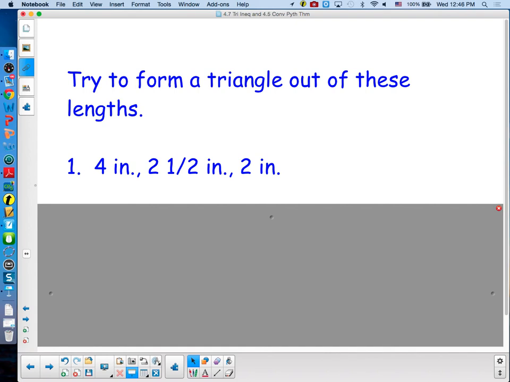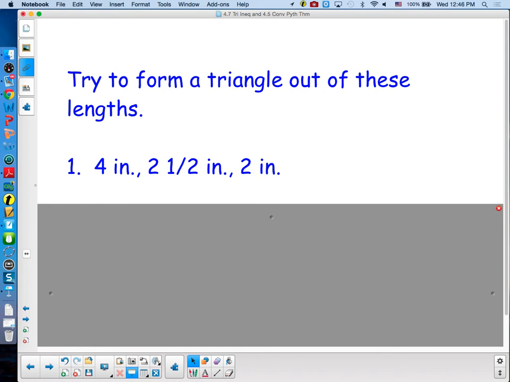Alright, so have your ruler so that you can measure some exact lengths. We're going to try and make a triangle out of 4 inches, 2.5 inches, and 2 inches. I think the easiest way will be for you to start with 4 inches. Give yourself some room above and below it. And measure a 4-inch segment. So I'll call it AB.